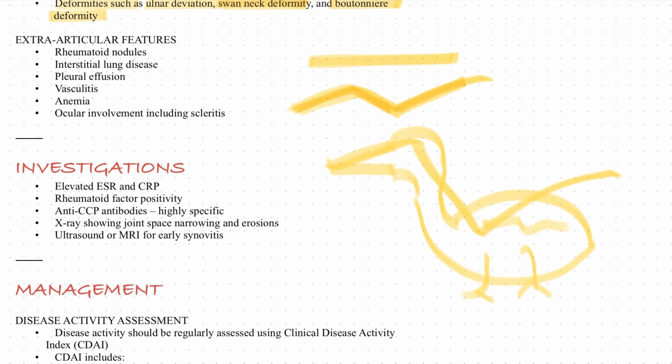Then extra-articular features: rheumatoid nodules, interstitial lung disease. This interstitial lung disease stays in every single disease in rheumatology. If you don't know anything extra-articular, just bluff it off. Don't take my name if there are exceptions. Okay. Then pleural effusions, vasculitis, anemia, ocular involvement including scleritis.